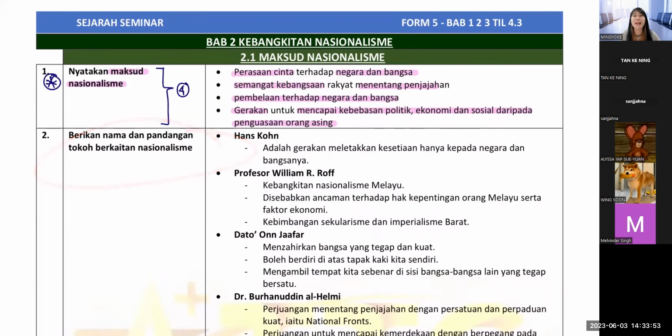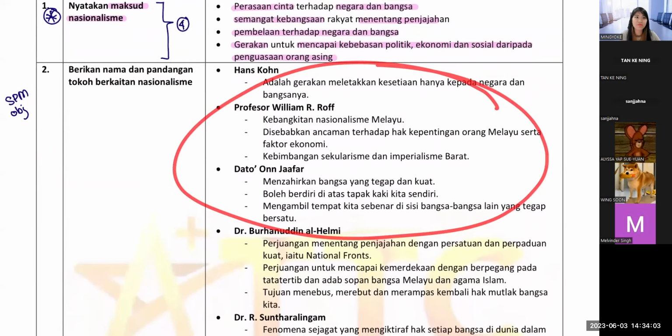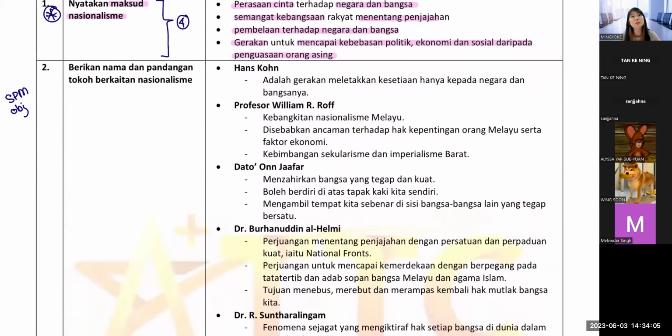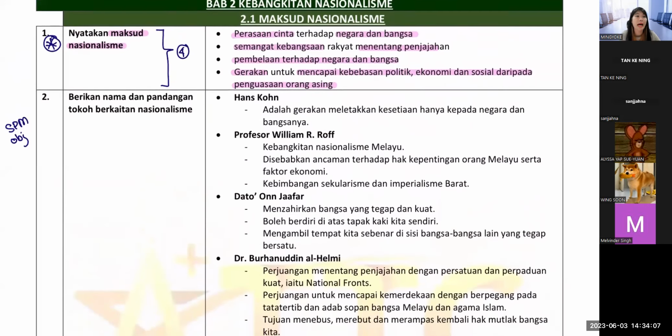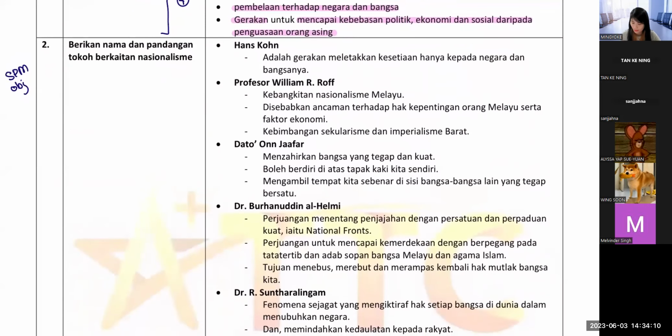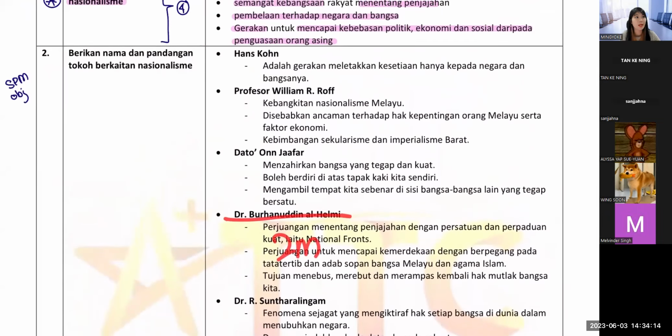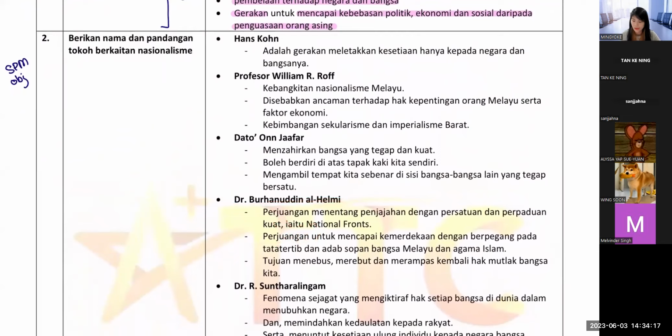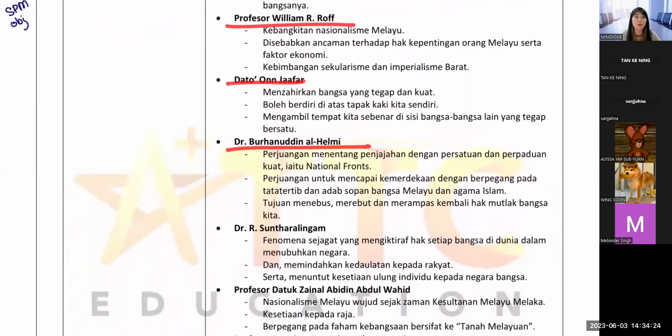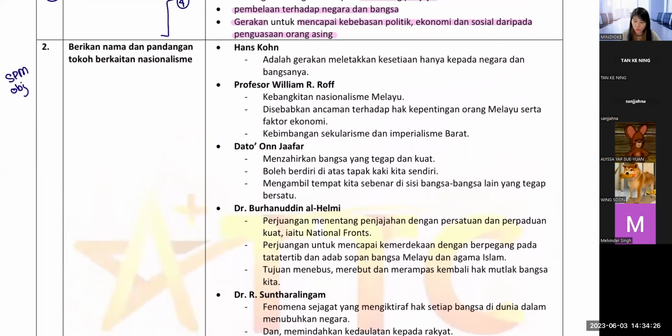This not that important, especially in SPM. This one only in objective 1. But now, if it's regarding school exam, then you have to go through. No choice. They may give you 1 and then ask you for 2 marks point. Understand? Okay. So each of it, what is the meaning of nationalism? Professor William Aroff, Dr. On Jafar, Dr. Burhanuddin Al-Mimi. You at least remember 2.